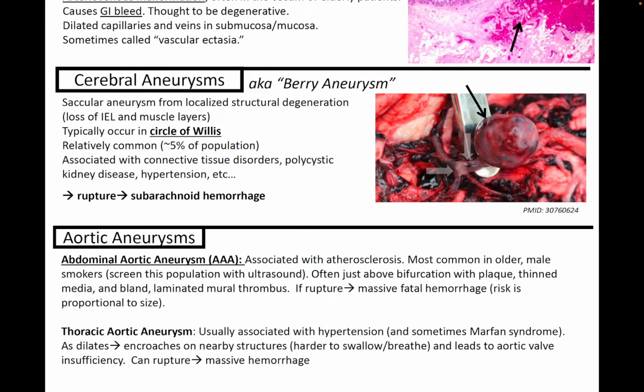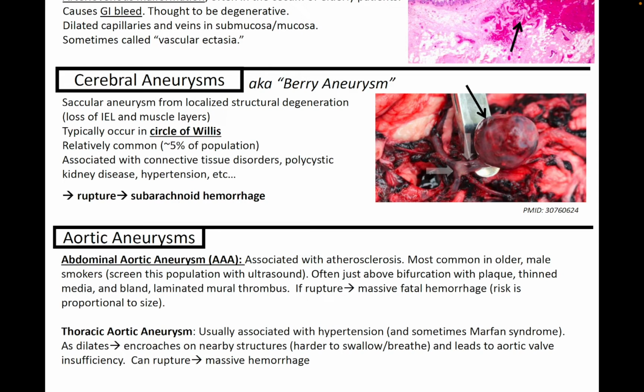The next category are aortic aneurysms. So AAA, abdominal aortic aneurysm, is associated with atherosclerosis. It's most common in older male smokers, so you want to screen that population with an ultrasound. And it's often just above the bifurcation with a plaque and thinned media and bland laminated mural thrombus. If ruptured, it's often a massive fatal hemorrhage, and the risk is proportional to the size of the aneurysm.